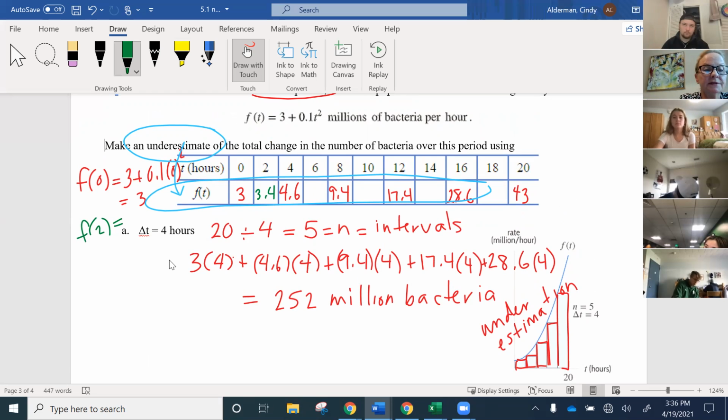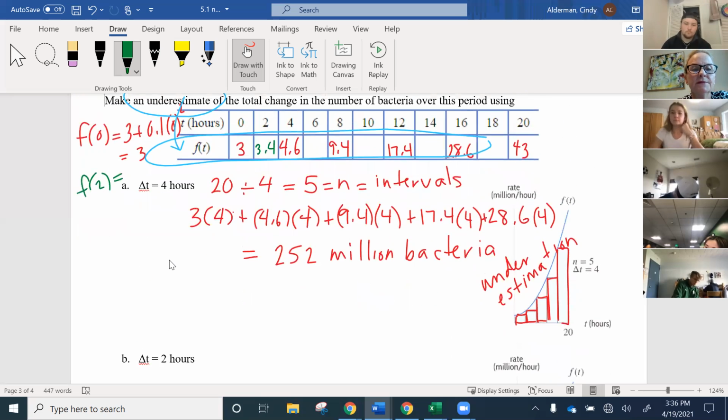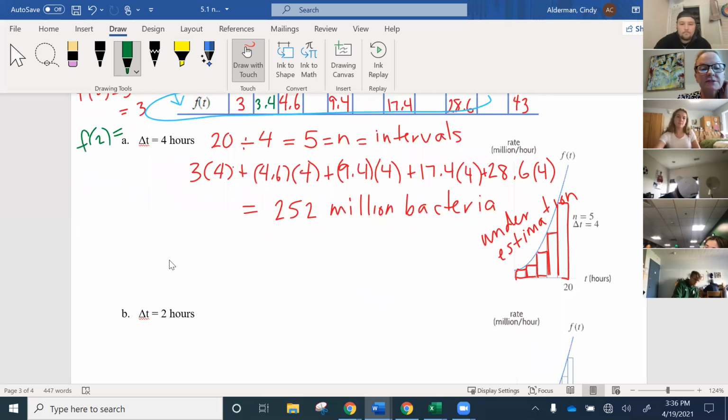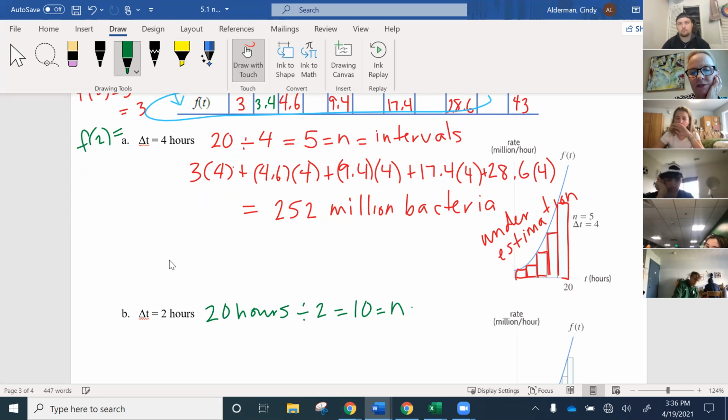Okay, so for 2 hours, we're going to take the original 20 hours, and this time we're going to divide it by every 2 hours. That's going to tell us how many intervals we have. So we get 10. The number of intervals is always represented by a little n. So this is intervals.